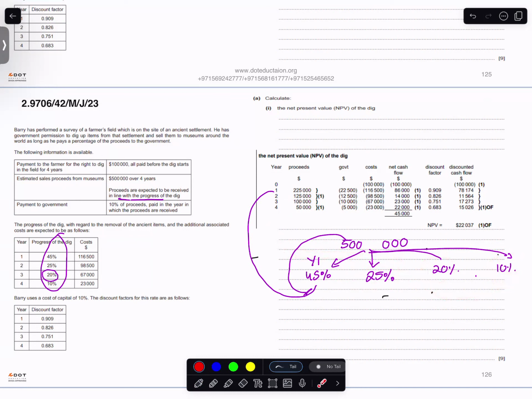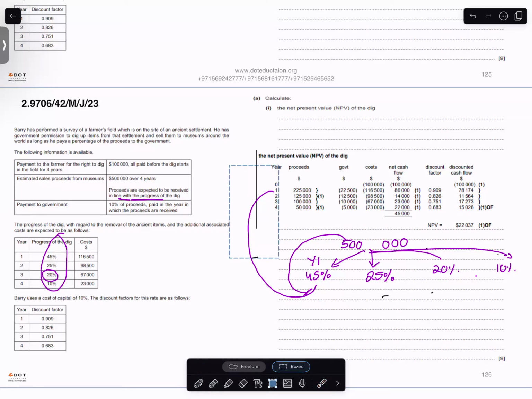Are you with me? Okay. Then there is another cost, that is payment to the government. 10% of the proceeds are paid in the year in which the proceeds are received. So 10% of the inflow of the proceeds is paid to the government. Are you with me? Yes. So it'll be 22,500 in the first year, 12,500 in the second year, then 10,000 in the third year, then 5,000 in the fourth year.